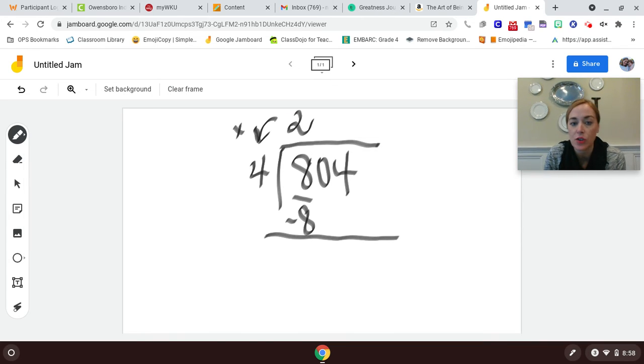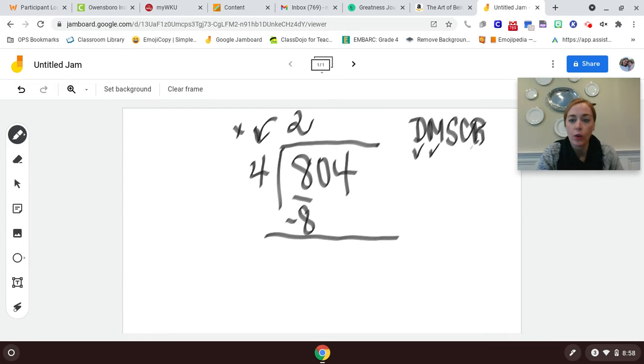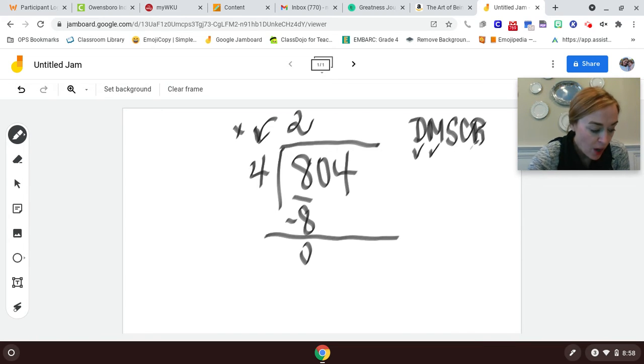And now we have to subtract, because that is next in our "Does McDonald's Serve Cheeseburgers." We've done the division, we've done the multiplication, now we're doing the subtraction. So in my hundreds place, 8 minus 8 leaves me with 0. Next, I have to bring down a 0. And this is where the lesson comes into play. We can't decompose 0. So what would we do here?